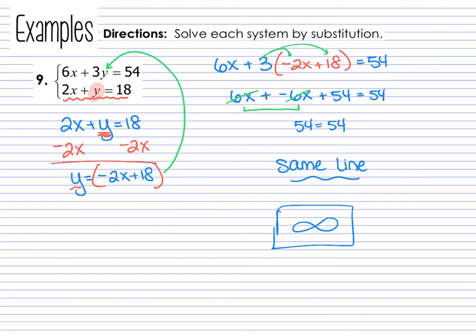Okay, so anytime you have a statement that is true, like 54 is equal to 54, that means we have the same line and our answer is going to be an infinite number of solutions, or we can even just write the infinity sign. So those are a bunch of examples on how to use substitution to solve a system of equations. Hopefully you guys are getting a little more familiar with what we're trying to do and how we're doing the algebra to find our final answer and the form that our final answer is going to be written in, an x, y point, don't forget. So play with those a little bit.